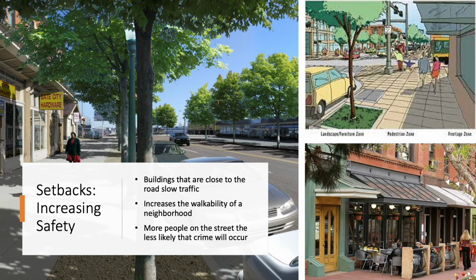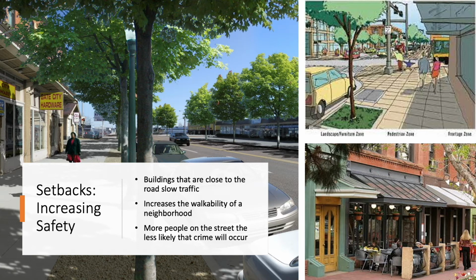Simply put, setbacks are just how far a building is set back from the road. Buildings that are close to the road ultimately slow traffic. If you've ever been driving on a busy road like Germantown Parkway or Highway 64 that has these big parking lots that separate the buildings by hundreds of feet, people are usually flying down those roads.